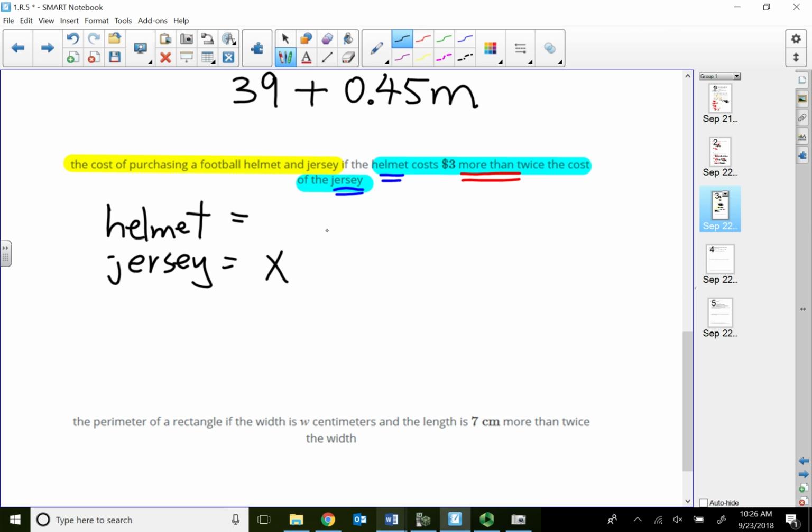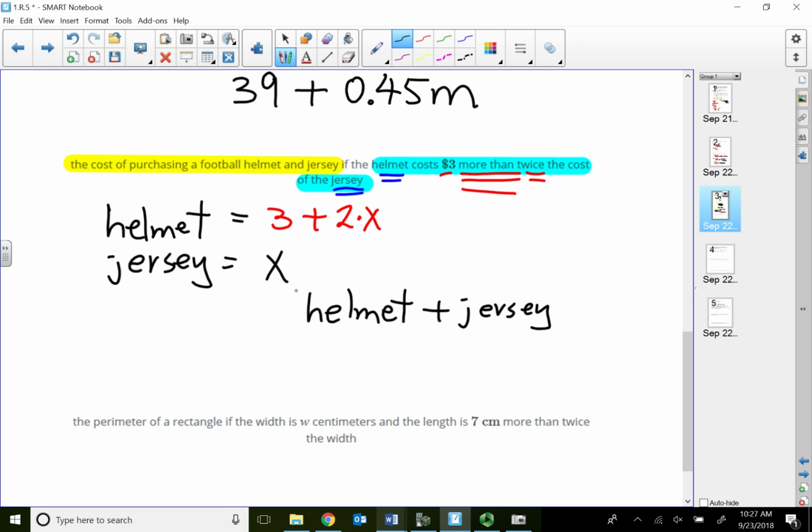All right, let's go back and translate for the helmet. The helmet costs $3. More than means plus. Twice means two times something. Two times who? Two times the jersey, which I already said is X. So the helmet is 3 plus 2X. Jersey is going to be X. But my answer needs to represent the cost of purchasing the football helmet and jersey. So that means the price of the helmet plus the price of the jersey.